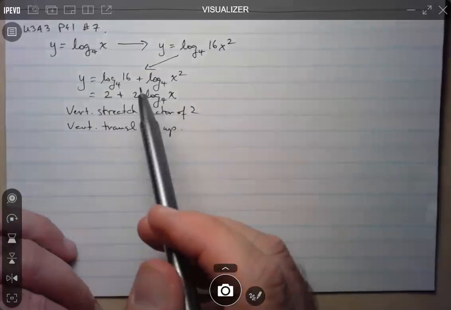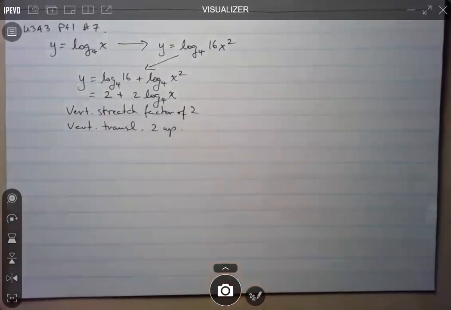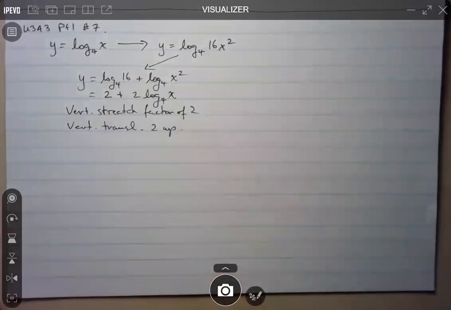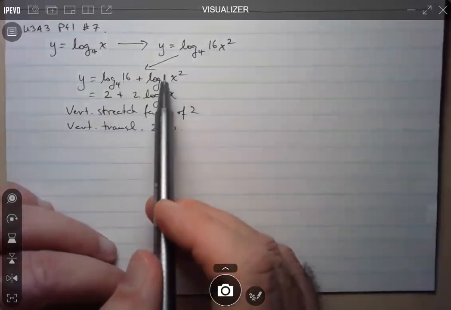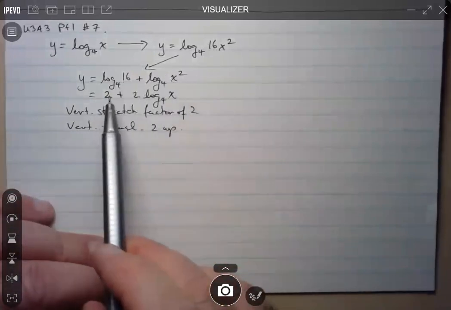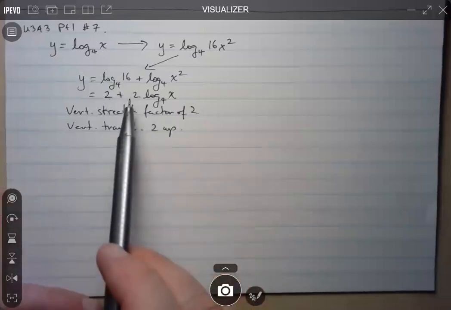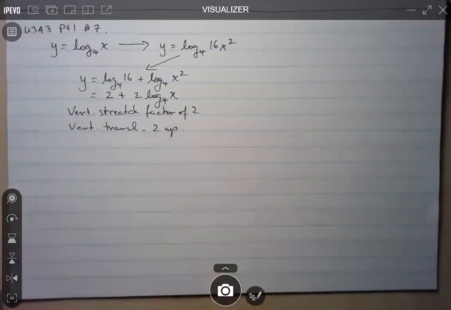So any questions on what I did here? Okay. So again, what I did is I noticed that I could split this up using the first law of logarithms. And then from there, I could use the ski-slope rule. And now it's clearly a more traditional transformation of this parent function.